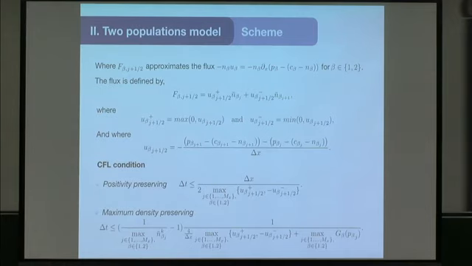Okay? So in the scheme, we take care of knowing where the information comes from. So if the velocity is negative, we take the information from one side, and the same in the other direction. We have some CFL condition here, so that the density stays non-negative and also stays below 1.